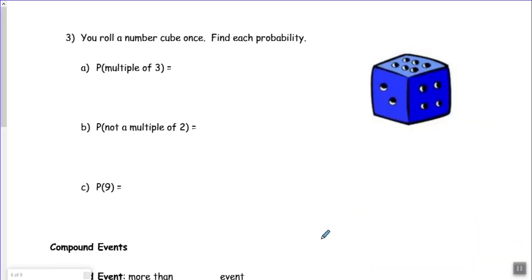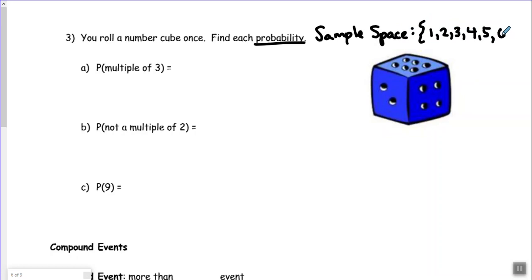So the next example says that you roll a number cube once, and it says to find each probability. Well, you can't really find a probability without at least knowing the sample space. So when we look at a number cube, and if it's just a standard number cube, then our sample space is either it'll have 1 dot on it, or a 2, or 3, or 4, or 5, or 6, right? So this is our sample space. So this tells me that my denominator is going to be 6 because there are 6 events that could take place.